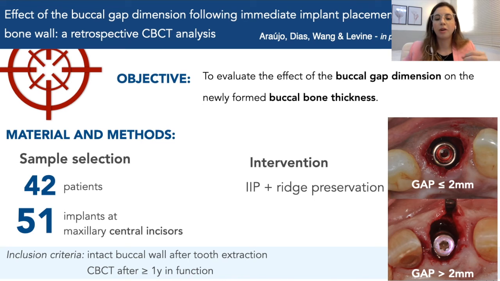So here we were able to increase our sample. Now we had 51 implants placed at maxillary central incisors following the same surgical procedure and having the same two groups: gap greater than 2 millimeters and gap of 2 millimeters or less, wide and narrow gap.